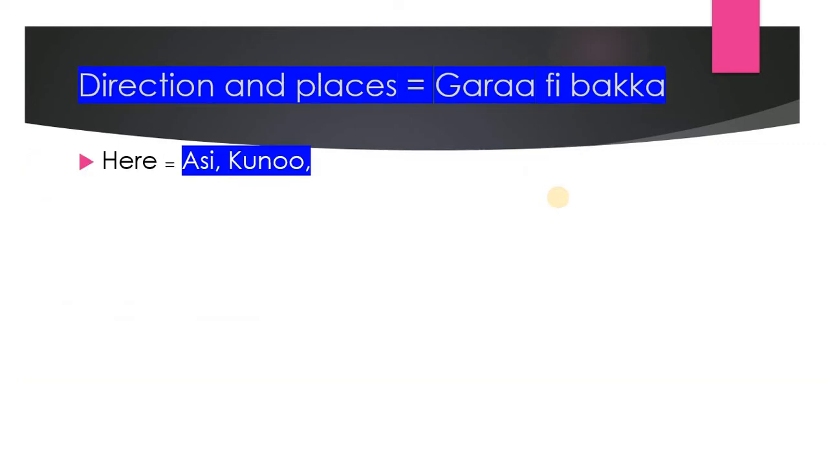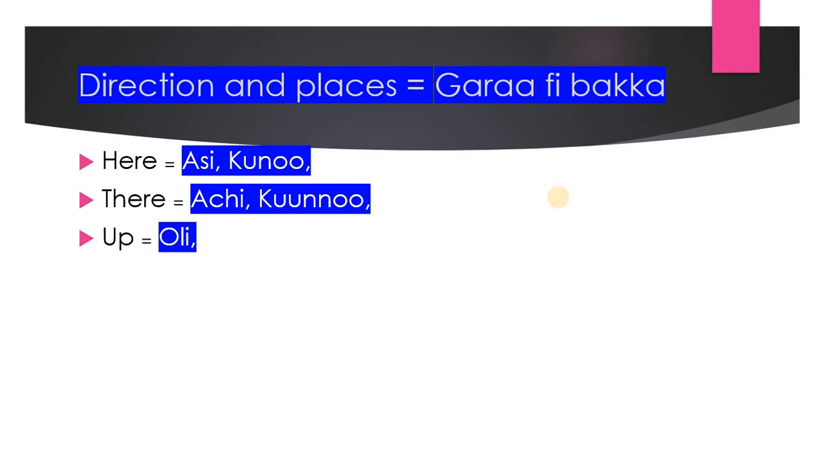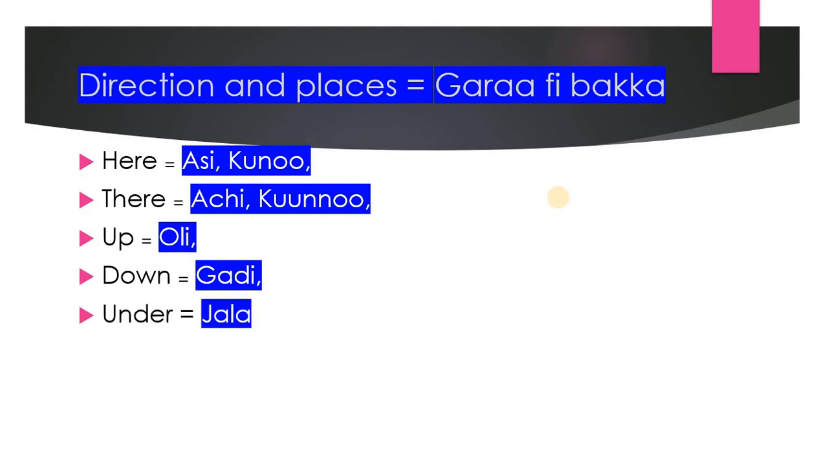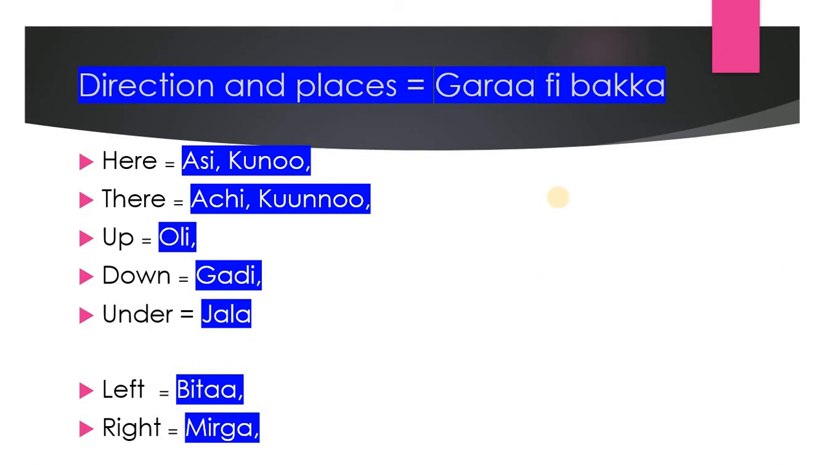So in asking questions, these are the words that we usually use. Here, as or kuno. There, ach or kuno. Up, ol. Down, gad. Under, jala. Left, bita. Right, mirga. These are words that we use for directions.